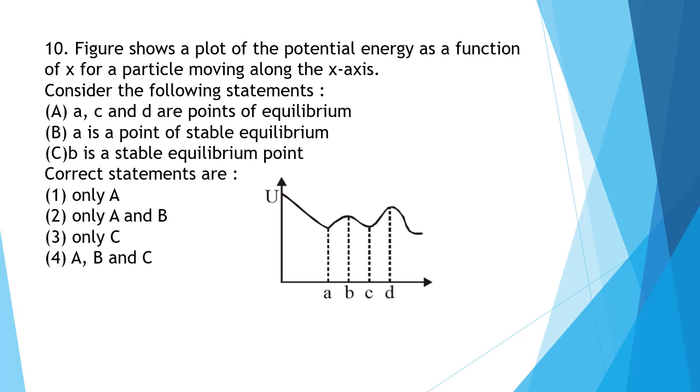Actually, all of the points are equilibrium, because for equilibrium it should either be a minima or a maxima or a straight line. So A is a point of stable equilibrium. So yes, as A is a local minima, it is stable equilibrium. B is a stable equilibrium point. No, B is a maxima, so it will be an unstable equilibrium point. So the correct answer here will be only options A and B. So the correct answer is option 2.